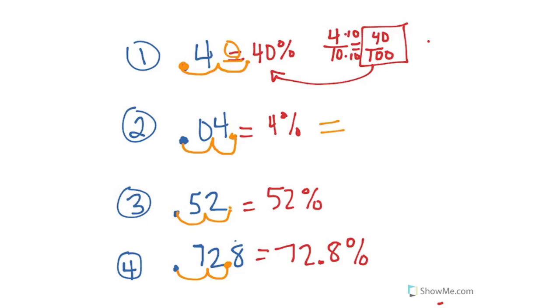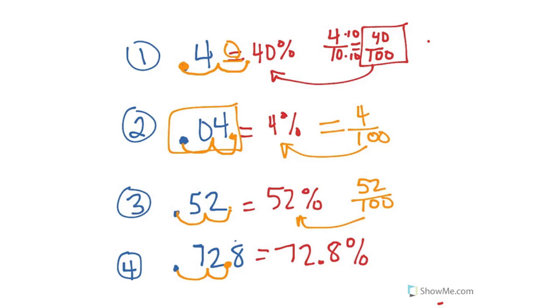Okay, this one, number 2, if I read it correctly, that means 4 hundredths. It's already out of 100, and that's how I got 4%. This number 3 says 52 hundredths. It's already out of 100, and that's how I got 52%. Okay, and number 4, the original number read 728 thousandths.